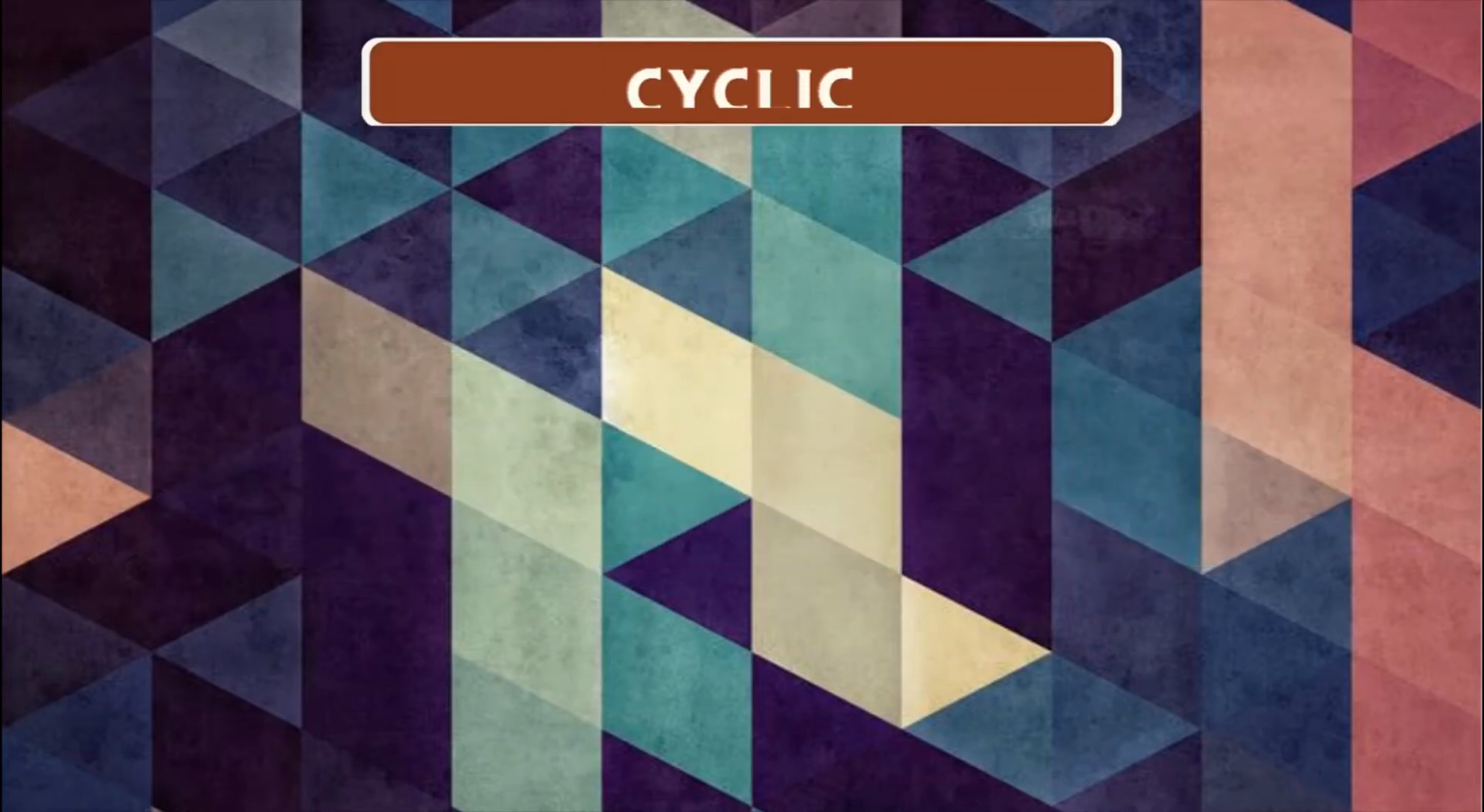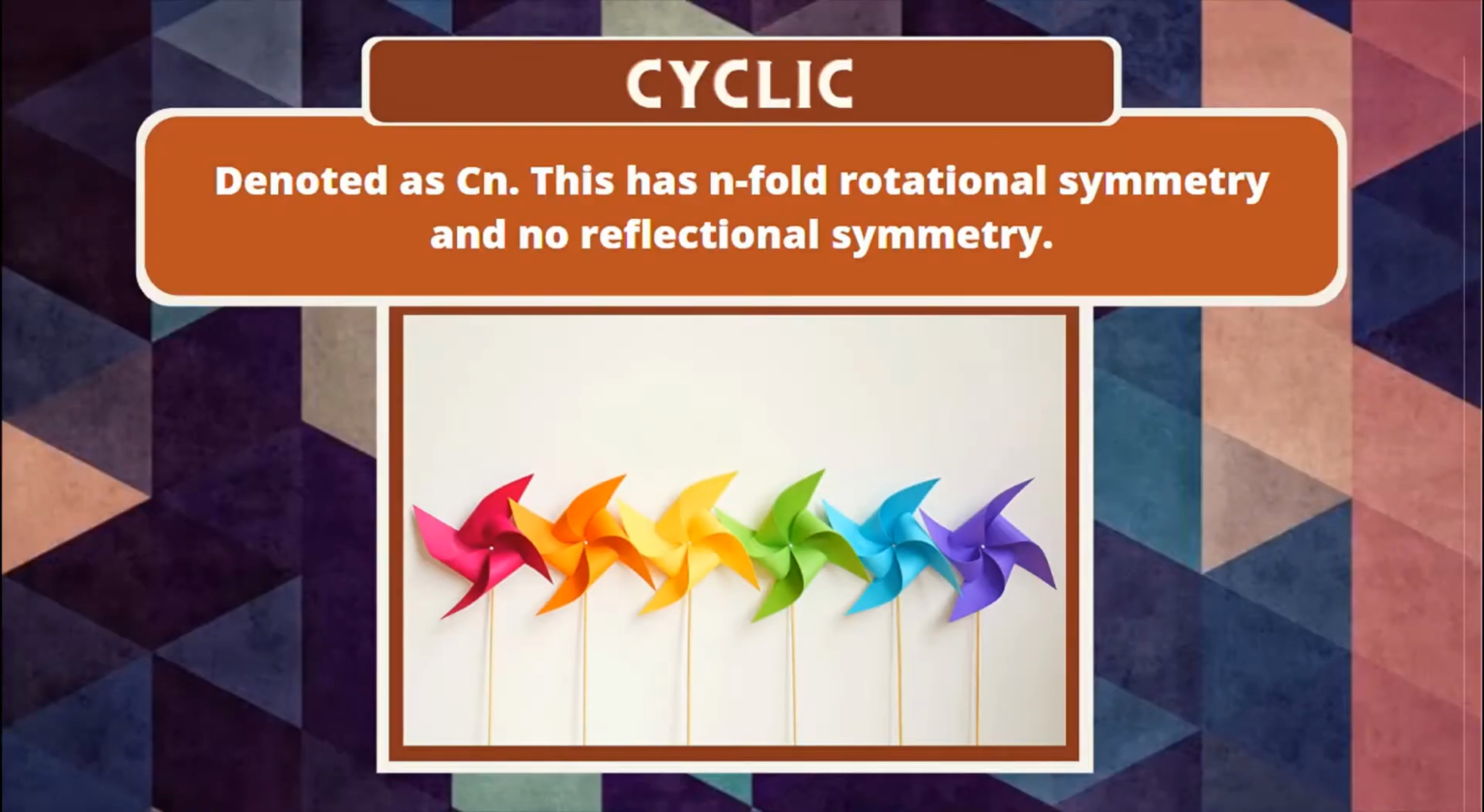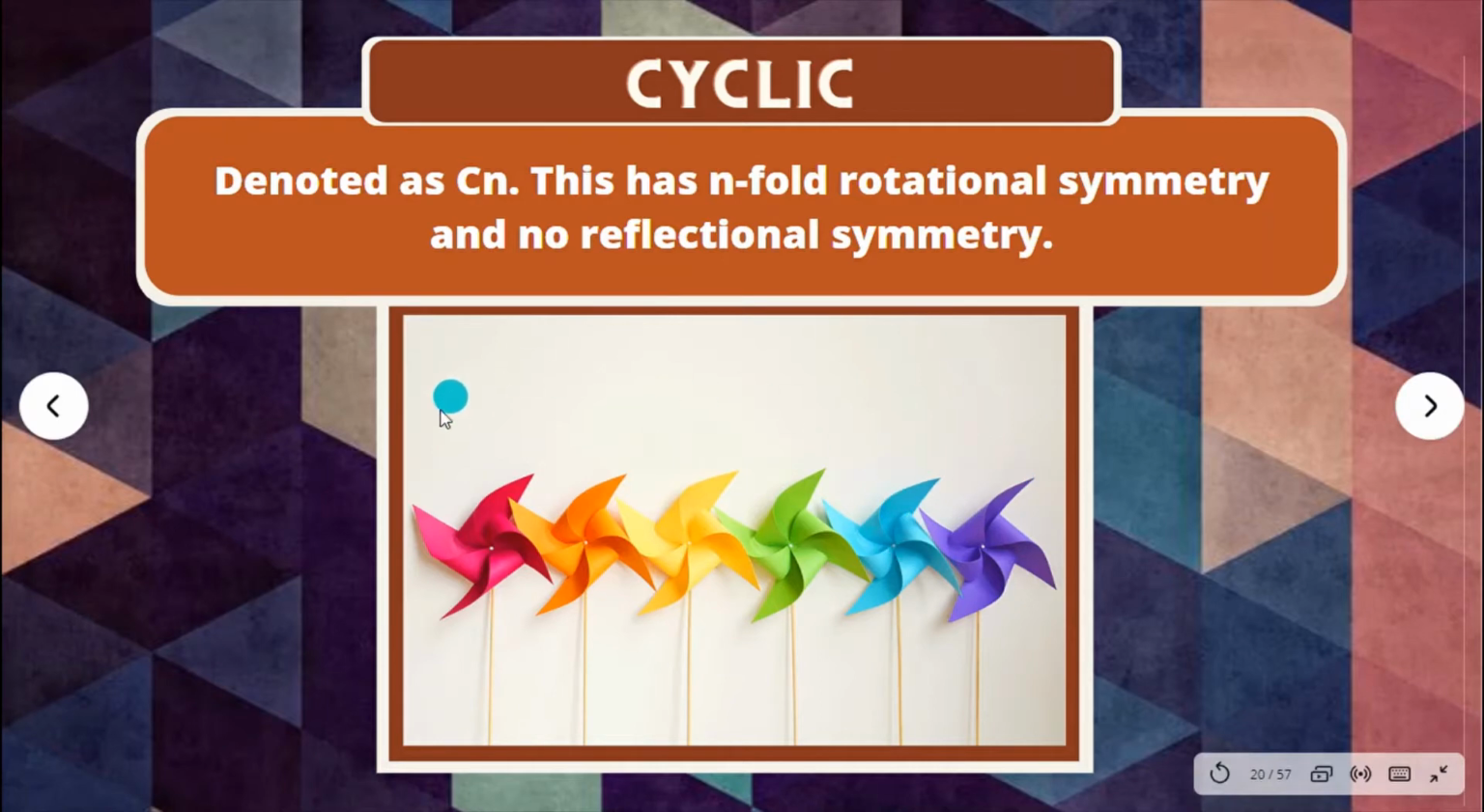Let us have the first type of rosette pattern. We have cyclic. It is denoted as Cn, and it has an n-fold rotational symmetry and no reflectional symmetry. As a real-life example, we have a pinwheel here. The spinners are considered the fixed points or the center points, where these symmetrical objects will rotate around. The rotational objects here are considered the paper wings.